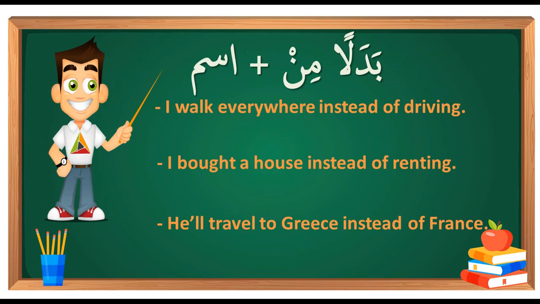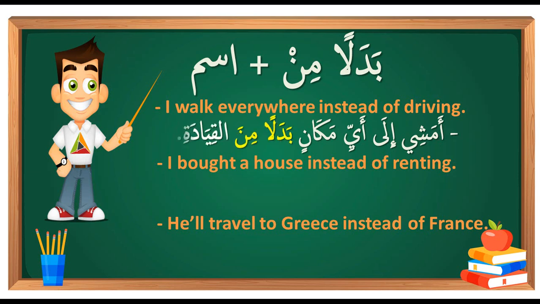Okay, so look at this example. I walk everywhere instead of driving. So أمشي إلى أي مكان بدلا من القيادة. أمشي إلى أي مكان, I walk everywhere, بدلا من, instead of, القيادة. قيادة means driving. أي مكان means everywhere. أمشي إلى means I walk.